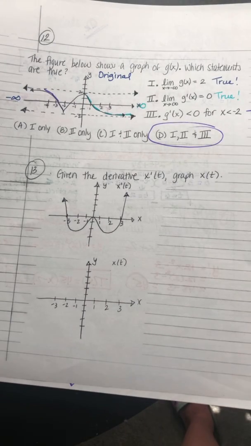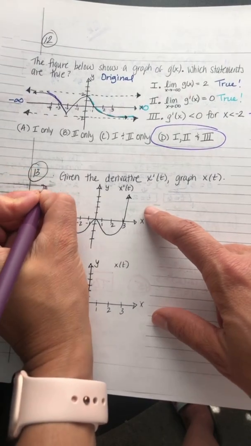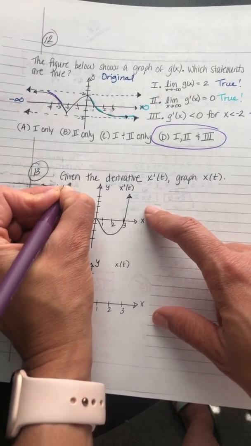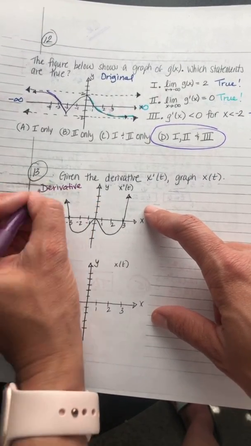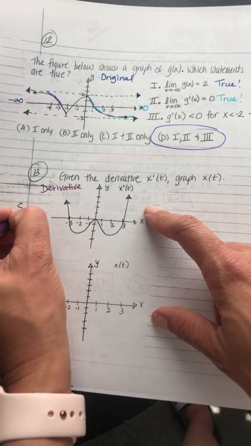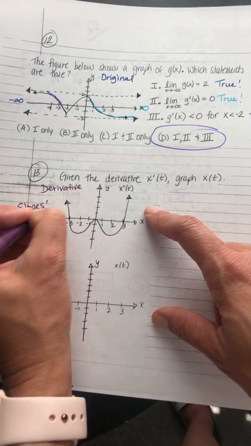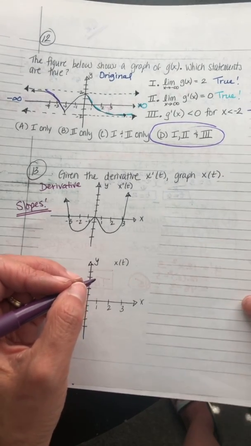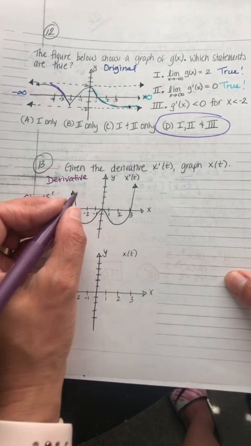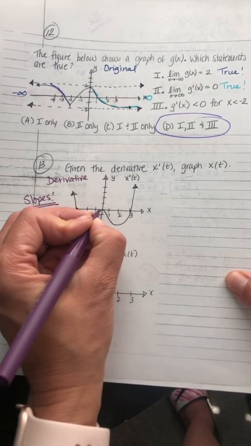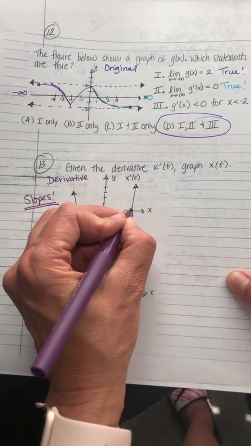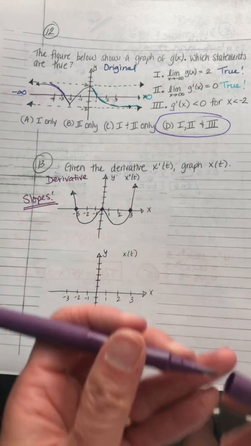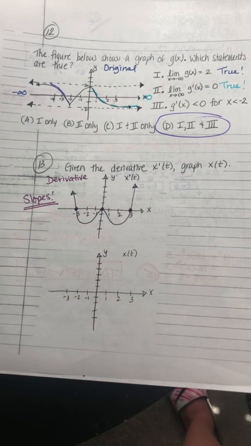Number 13. Given the derivative, x prime of t, graph x of t. Okay, so this one is the derivative graph, so these are slopes. When we're looking at the slope graph, we need to look at where it crosses the x-axis. Okay, so we're touching here, here, and here. So we're going to have 3 turns. Okay, use a brighter color.